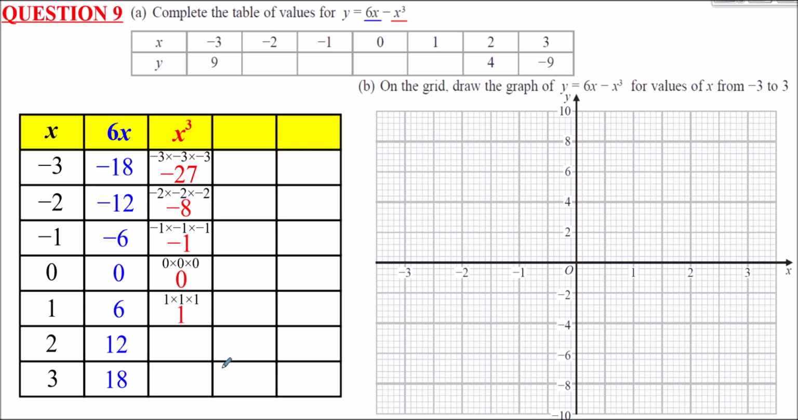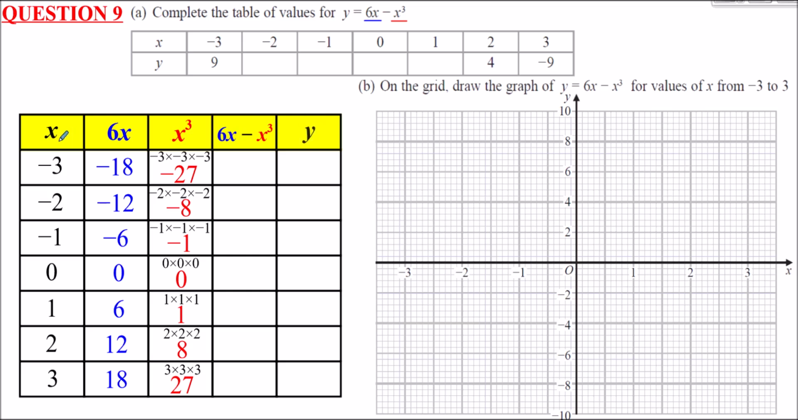When x is 2, 2 cubed is 8. And when x is 3, 3 cubed is 27. Now we need to consider the fact we're doing 6x minus x cubed. And that will tell us, obviously, what y is.